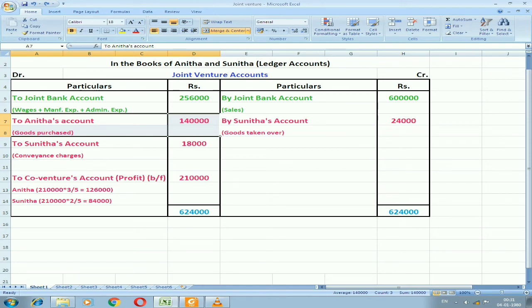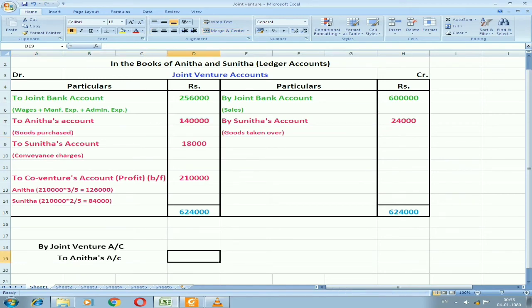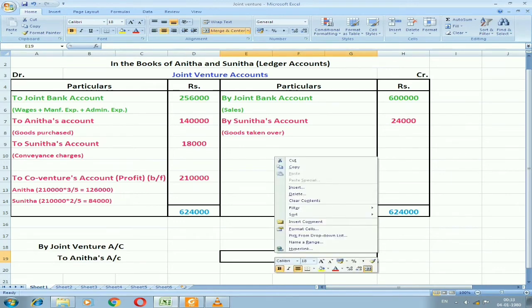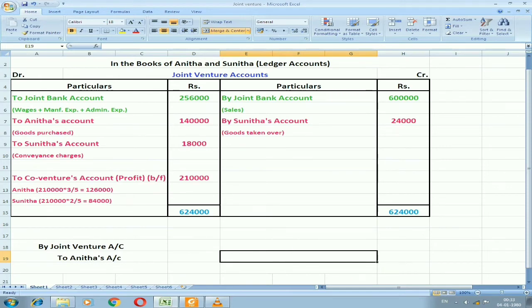So let us see how this entry will be recorded in the journal. As you can see, "by joint venture account to Anita's account". In the joint venture account, we have recorded Anita's account on the debit side. In the co-venturer's account, joint venture will be recorded on the credit side. In simple terms, if Anita's account is "to", then joint venture account will be "by". In the joint venture account, we recorded Anita's account as "to". In the co-venturer's account, we are supposed to record the joint venture account in the form of "by", that is on the credit side.